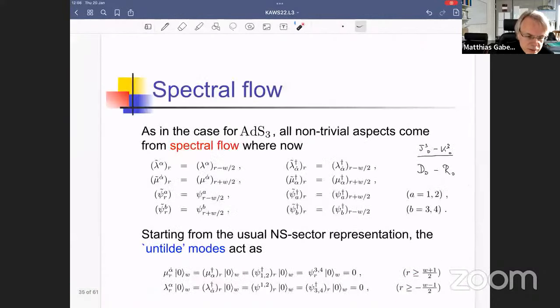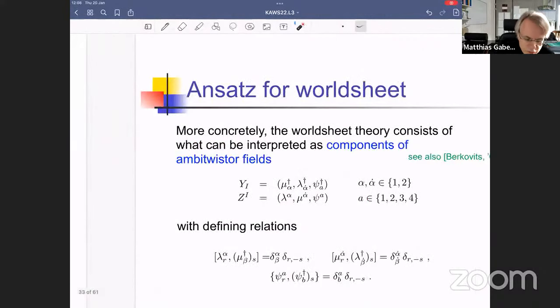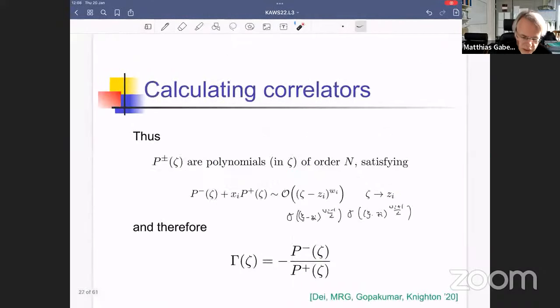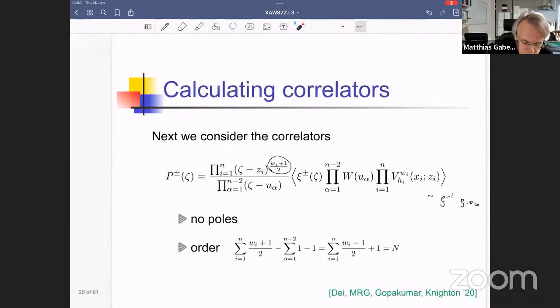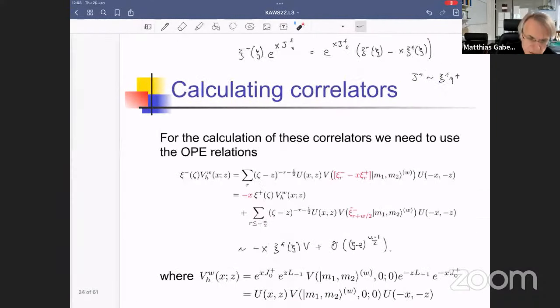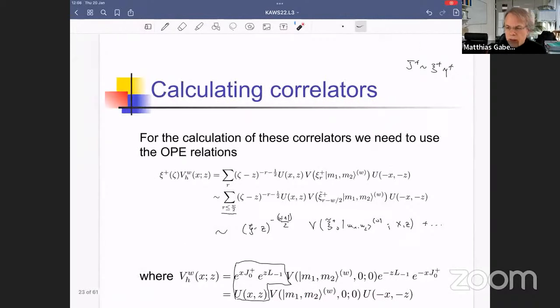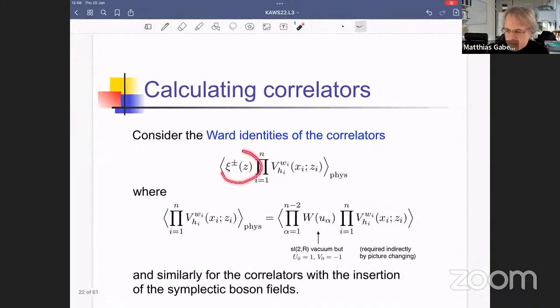So if you go back to what we do here, it came from looking at these correlators. And this is only possible at level one, right? For higher level PSU(1,1|2), you don't have symplectic bosons. You don't have a free field realization. So that's how it's visible in the hybrid description.